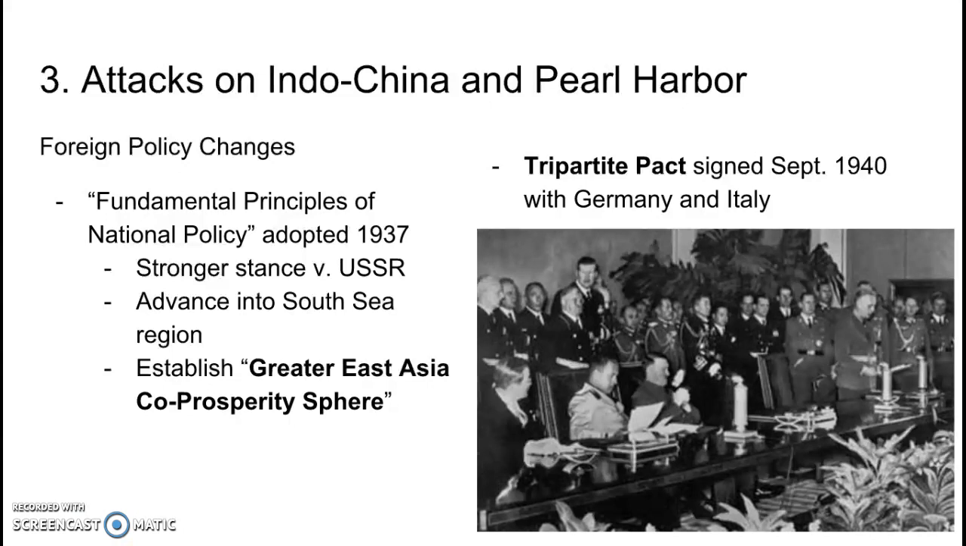Another foreign policy change that's worth noting here is that the Tripartite Pact was signed in September of 1940. This is known as the Three Power Pact or the Berlin Pact. This was signed between Germany, Italy, and Japan. It confirmed that the three countries' intentions were to establish new orders in their respective regions. This is essentially a military alliance, a warning to the United States that if one of the countries were attacked, the other two would assist that country.